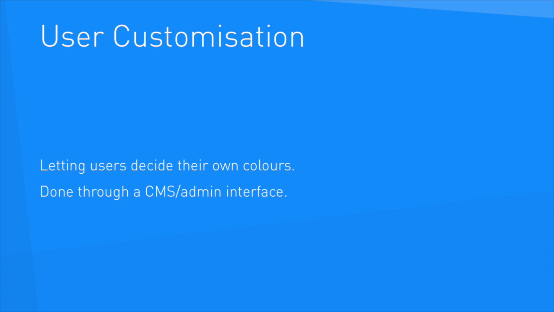Now, because the user's doing it, we wouldn't actually expose any CSS to them. They wouldn't actually edit any style information directly. What they'd probably do is have a little admin panel or a little place in the admin part of the CMS where they just get a little color picker and they could pick their brand color.